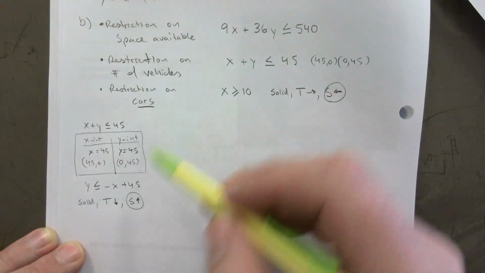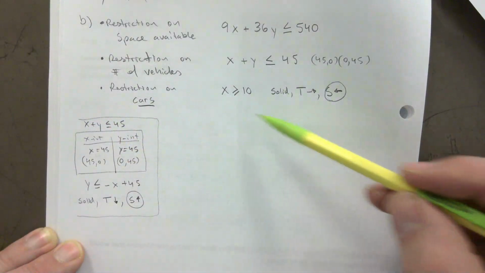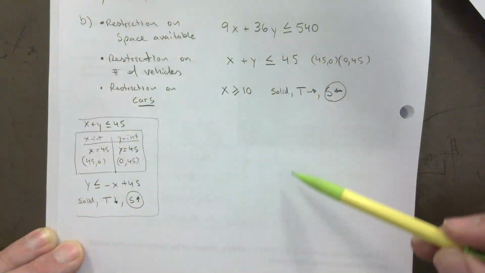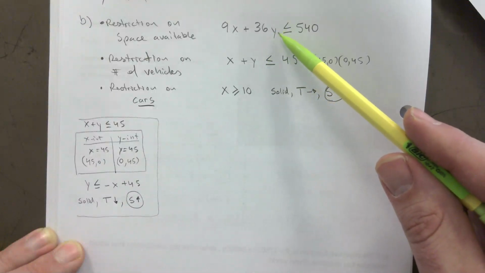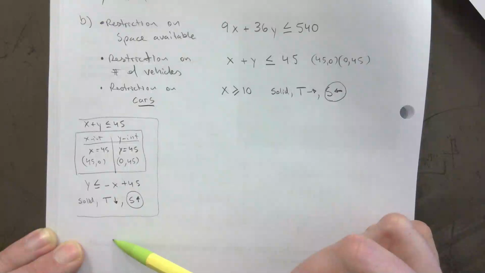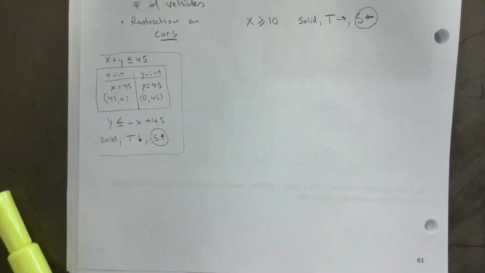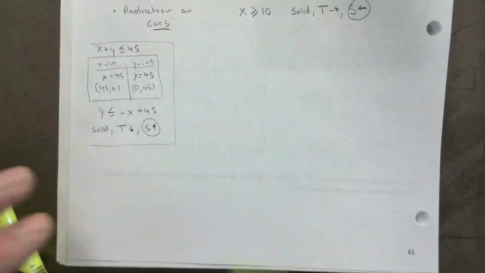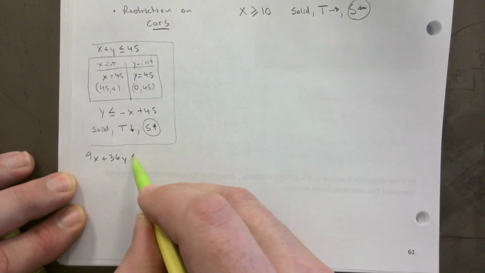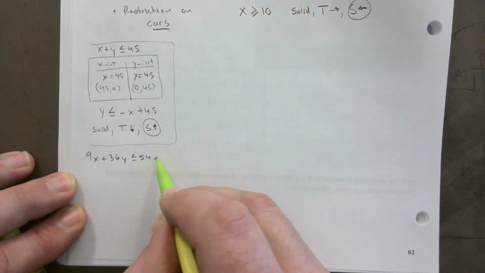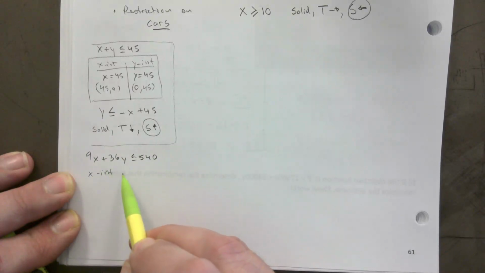So I'm gonna block this off here. I'm gonna reserve this space here for my graph right here. So I'm gonna do the work for the top one here, my very first inequality, on the bottom here, bottom left corner. So let's copy that down here. 9x plus 36y is less than or equal to 540. And so let's find the intercepts.